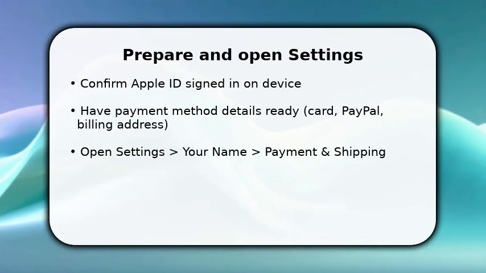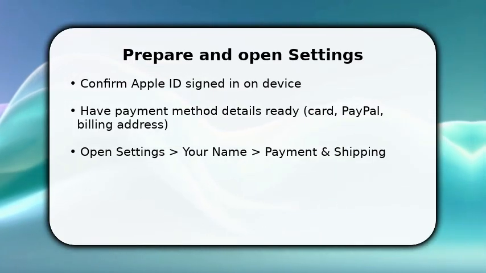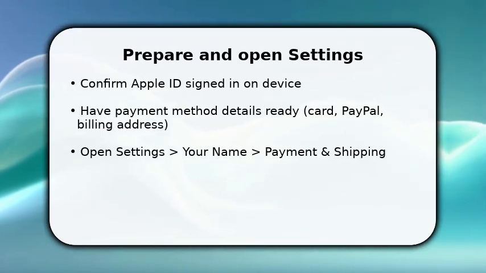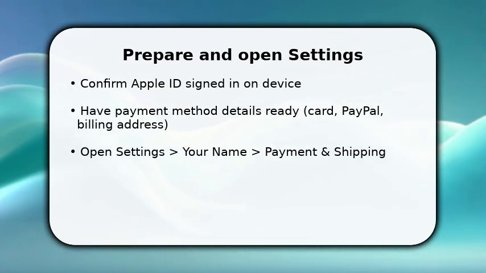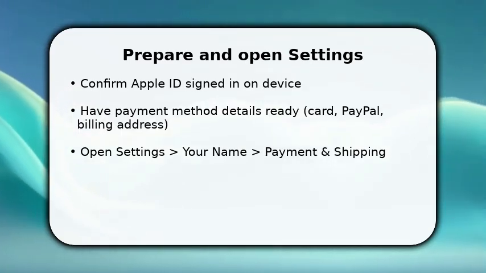Make sure you're signed into the Apple ID on the device and have the payment details nearby. Open Settings and tap your name at the top. Once there, tap Payment and Shipping. You may be asked to authenticate with Face ID, Touch ID, or your password. If prompted, verify the billing address so changes apply.